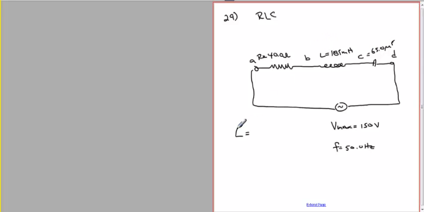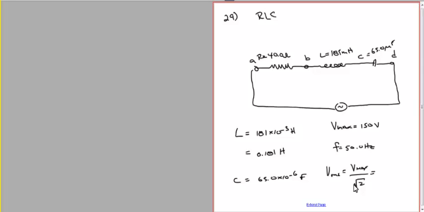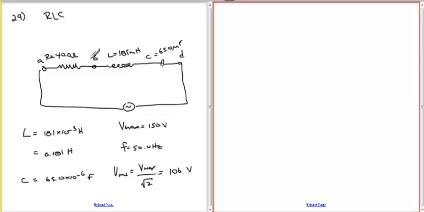So if we were to convert L to henries, it would be 181 times 10 to the minus 3 henries, which would be 0.181 henries. And the capacitance would be 65.0 times 10 to the minus 6 farads, which we'll just leave as that. Okay, now what's going to happen? Here's the procedure as I see it. They're looking for RMS voltages associated with each one of these elements. So first we can change this maximum voltage to the RMS value. All you have to do is divide by the square root of 2. So 150 divided by the square root of 2 is 106.